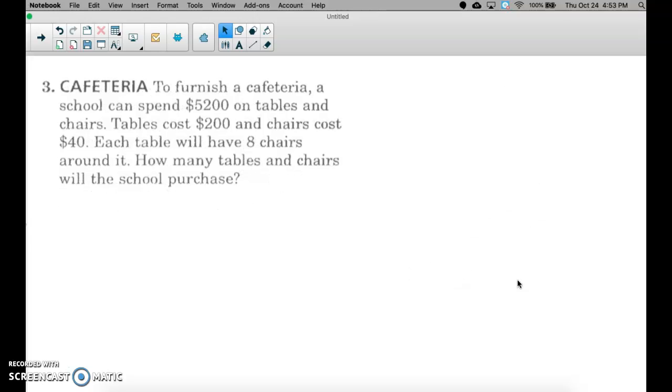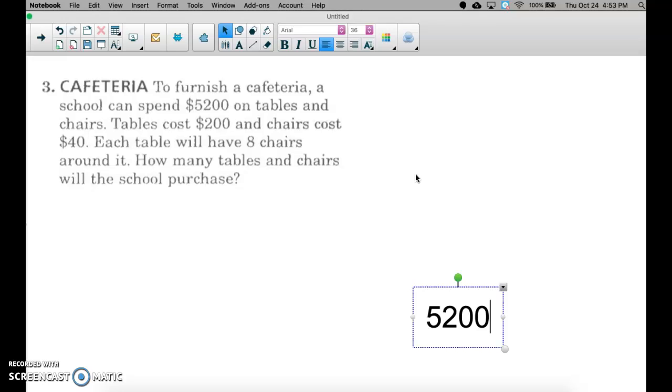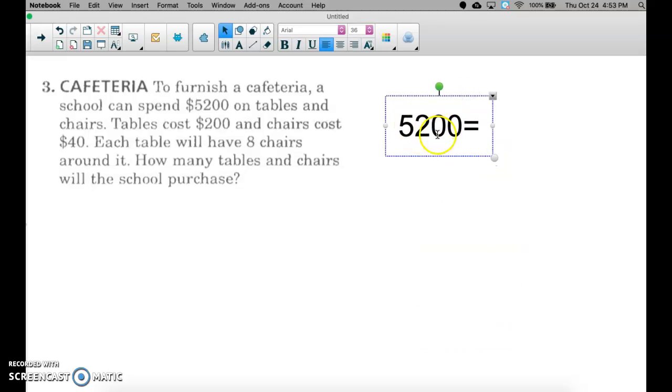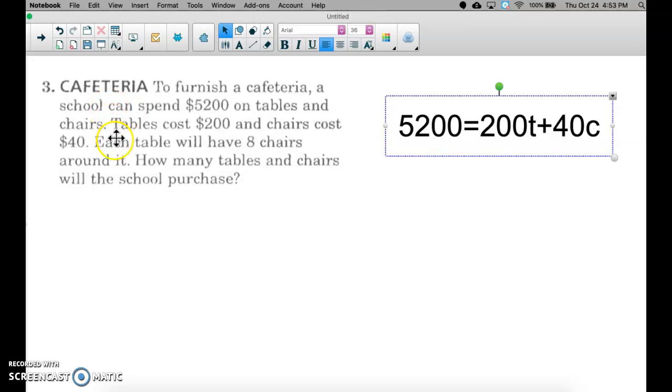This one was really tricky for a lot of us, including me this morning. So to furnish a cafeteria, the school can spend $5,200 on tables. So the total cost of whatever we're buying is going to be $5,200. And we know that we have to add the cost of our tables and the cost of our chairs. So tables cost $200. So I'm going to say $200 per table, plus the cost of chairs, which is $40 per chair. And then it also says each table will have 8 chairs.